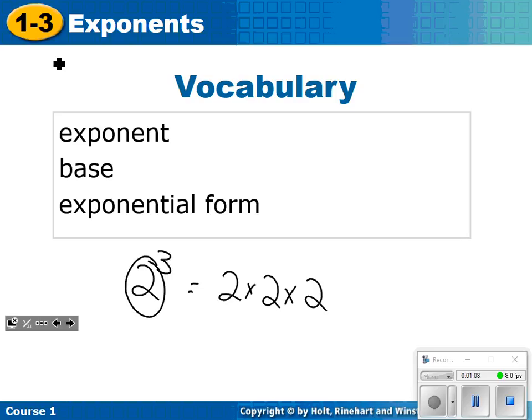2 to the third power. So 2 to the third power is, what is 2 times 2? 4. Times 2 is 8. 2 to the third power, this number right here, is in exponential form. Okay? That's what that means.